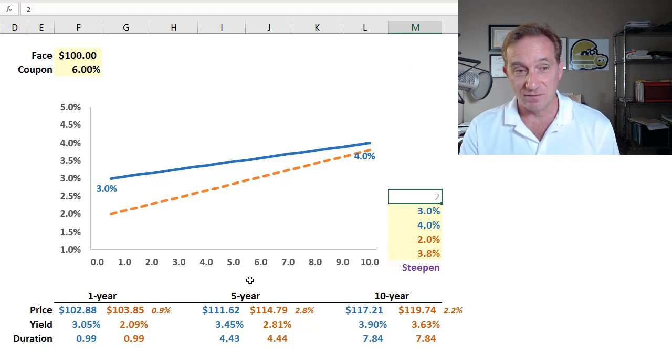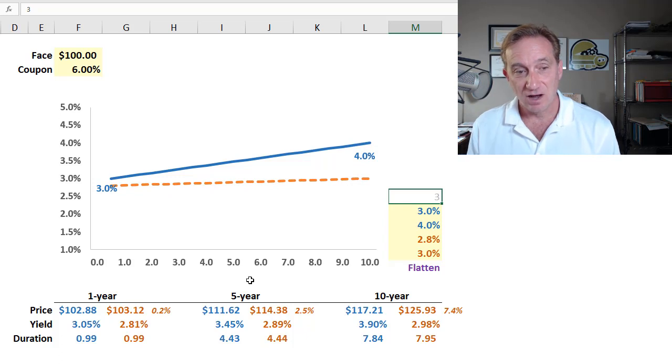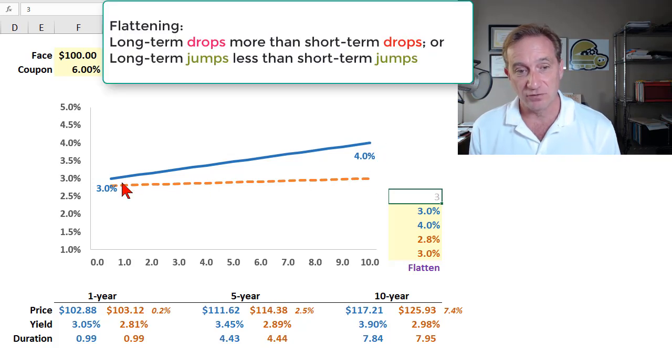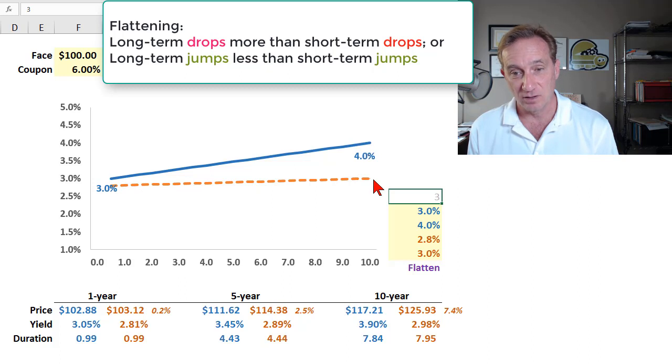Okay, so those are the obvious cases of steepening, and then if we go to flattening, obvious case here, again, started with the 3 going up to 4. Flattening is when the long-term rate drops by more than the short-term rate. In this case, a 100 basis points drop is more than only a 20 basis point drop. These are also drops here. And as you might expect, the 10-year bond benefits the most in terms of price appreciation.